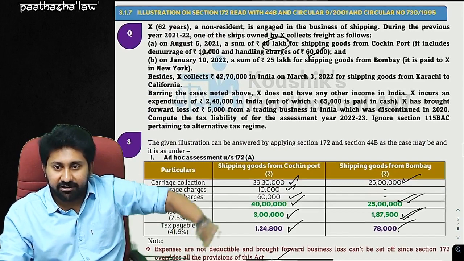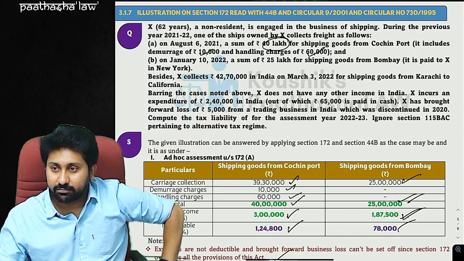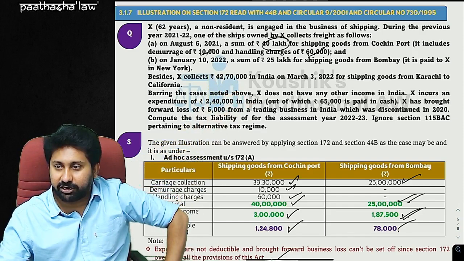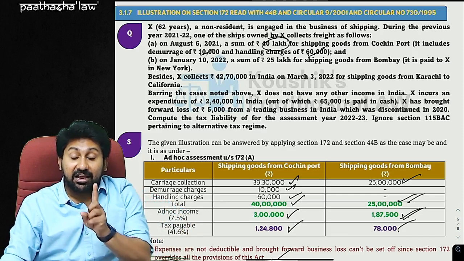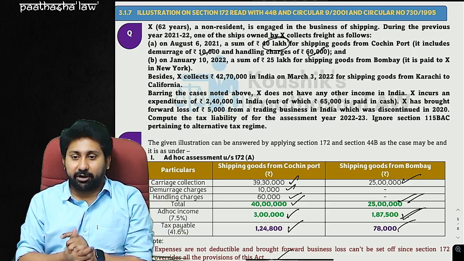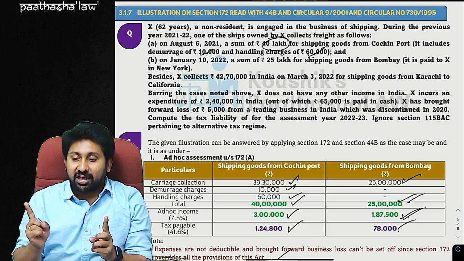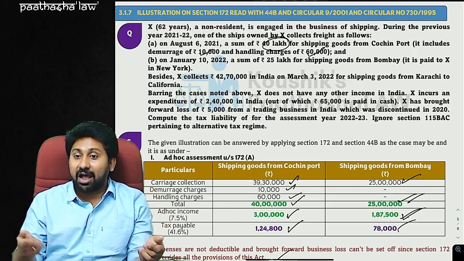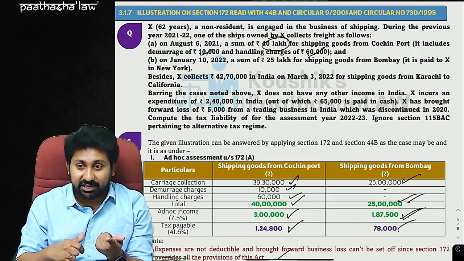Besides, X collects 42,70,000 in India on March 3rd, 2022 for shipping goods from Karachi to California. Listen, this is very important. Goods are shipped at Karachi and have to reach California, but the amount is received in India. Why will people do like that, sir? The question may arise.